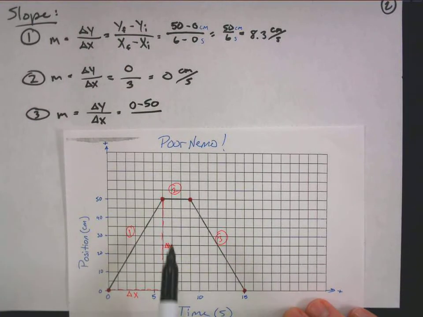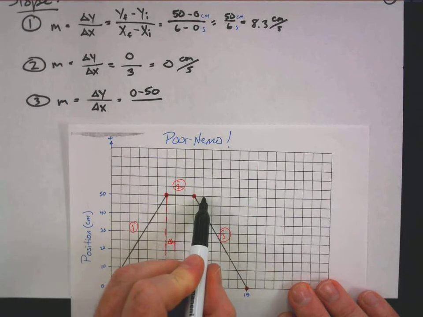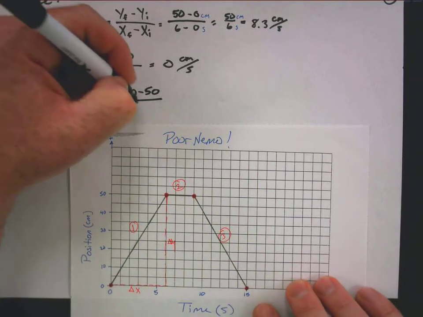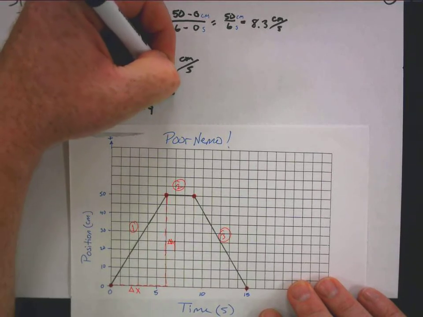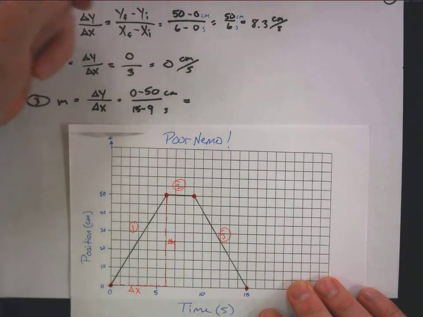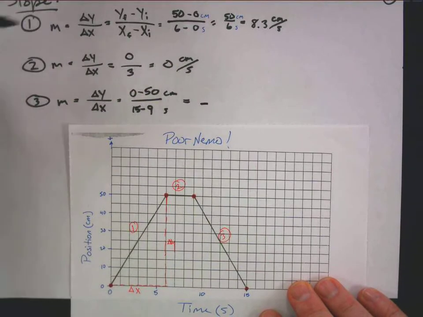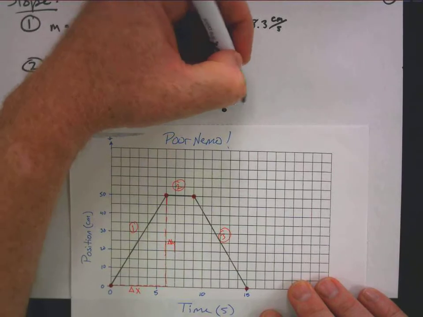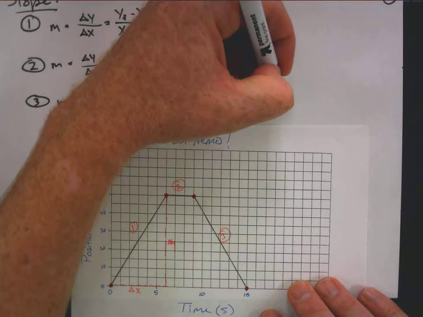In the x direction, I have a final value of 15 and an initial of 10. Is that right? No, not 10. Initial value of 9. Okay, so I have to do my final, it's 15, minus my initial is 9. And these are centimeters and those are seconds. So this is going to be a negative answer, isn't it? 50 divided by 6 centimeters per second. And I'm going to get the 8.3 all over again.